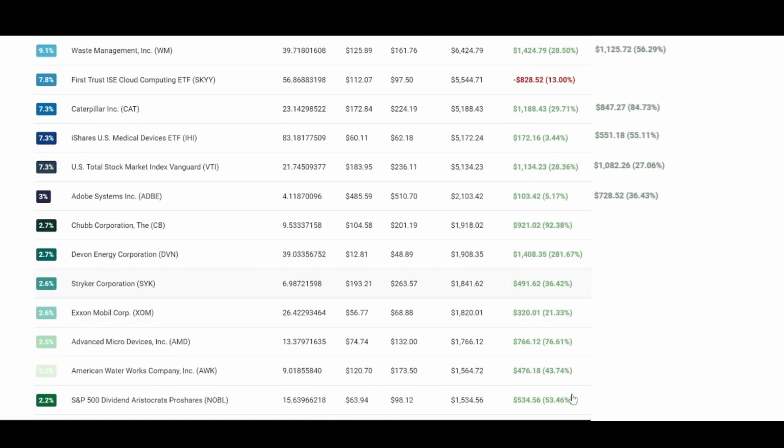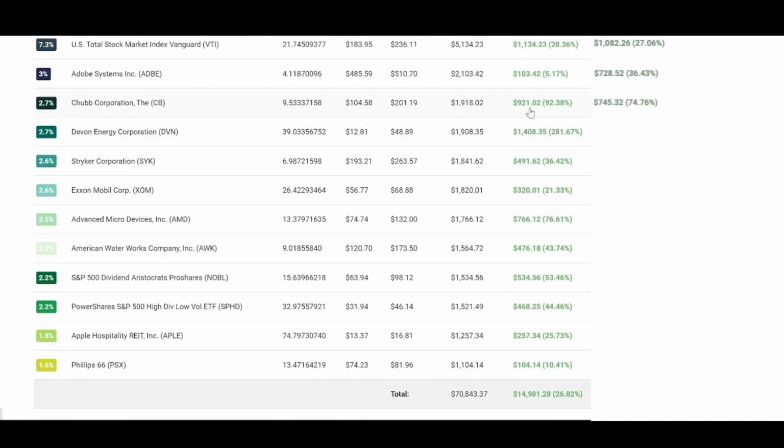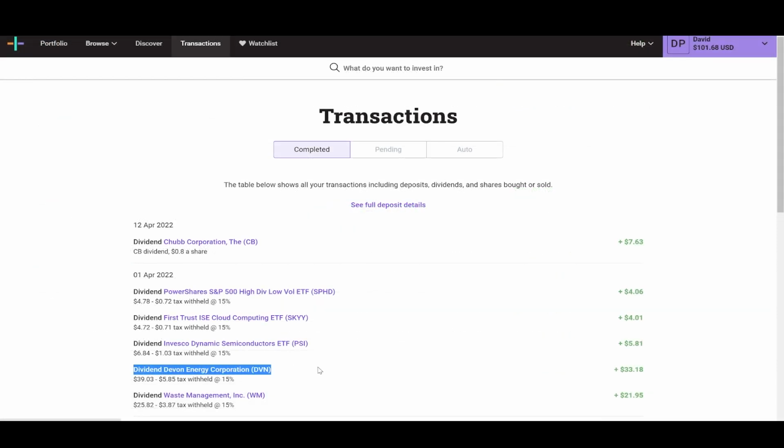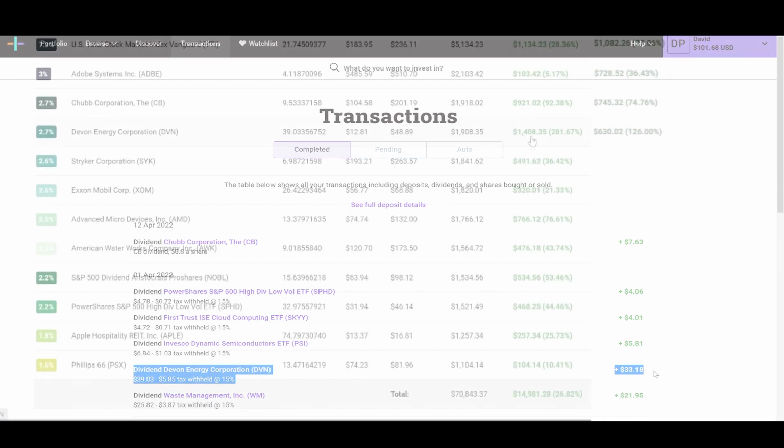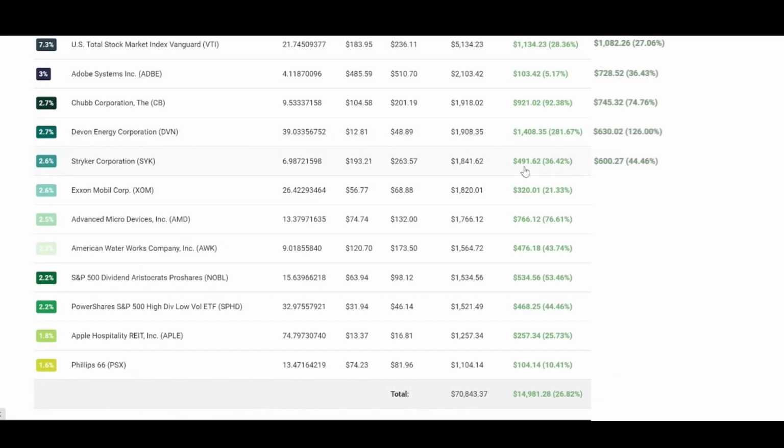If we come down, Chubb used to be 74%. It is now up to 92% return for me. That's a 17.62% difference. Devon Energy Corporation was up 126%. It is now up 281% for me. That's a 155% increase in just a few months, which is crazy. Not to mention the dividends I've been collecting from them. Stryker Corporation has gone up by 8%, which is a $108 increase for me.